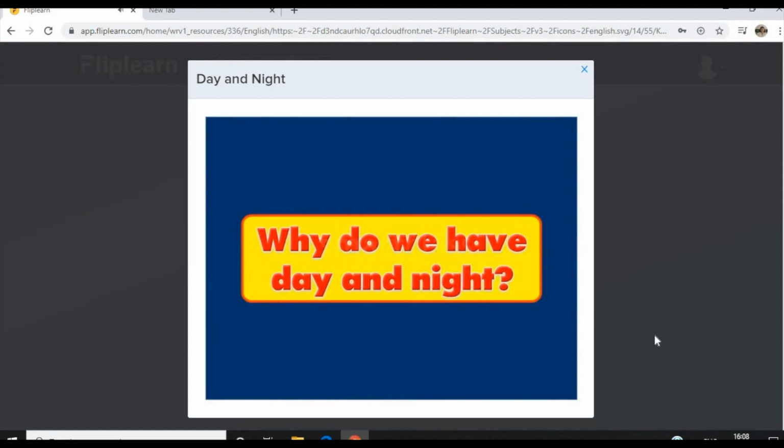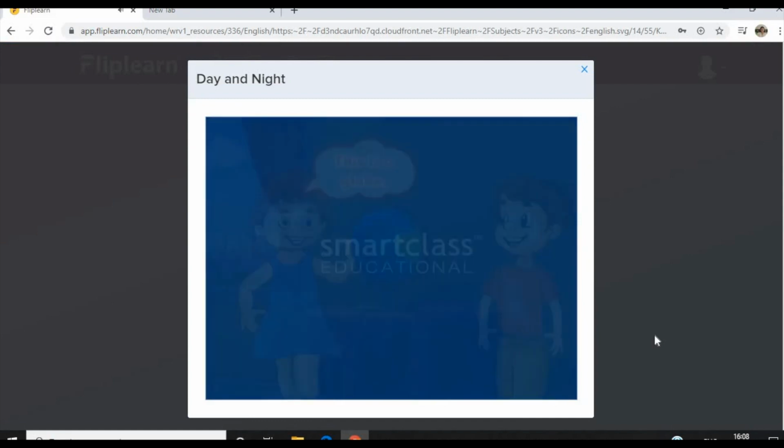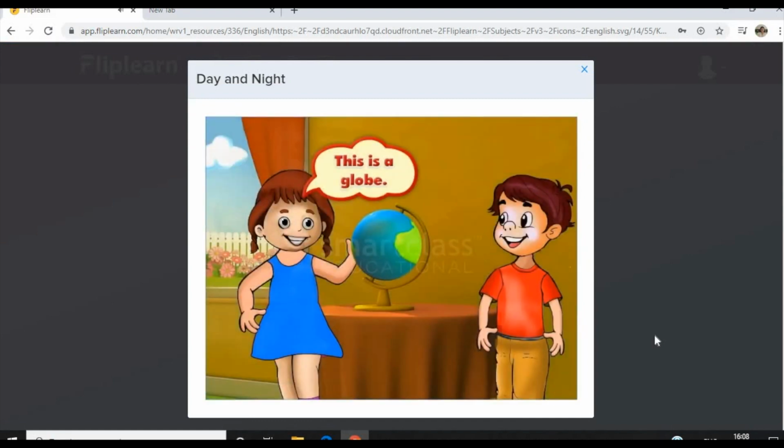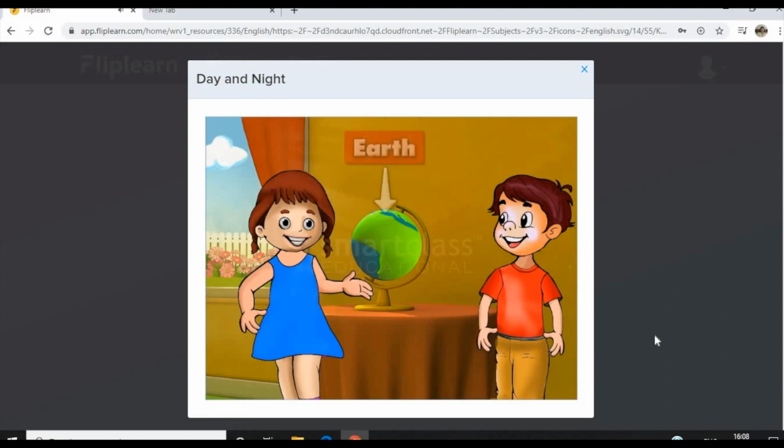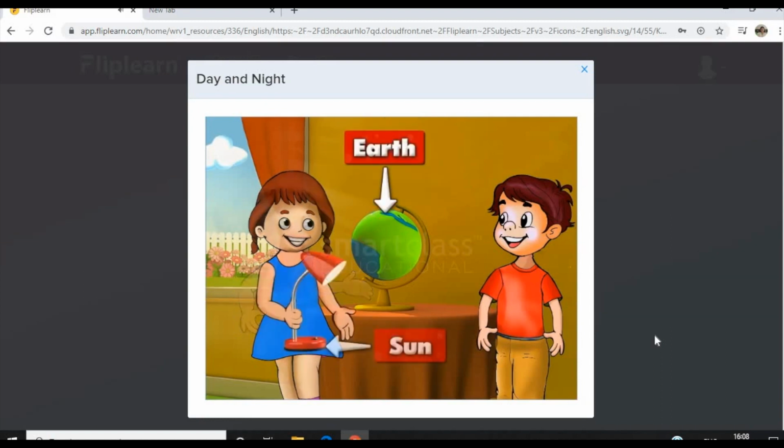Why do we have day and night? This is a globe. This is how it rotates. Now let's see how we have day and night. The globe is a small earth and the lamp the sun.